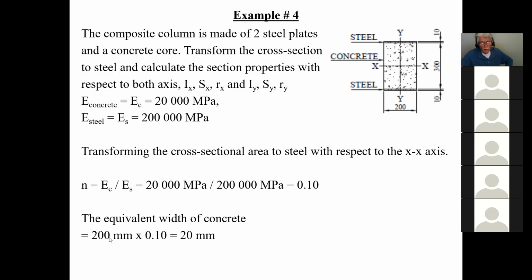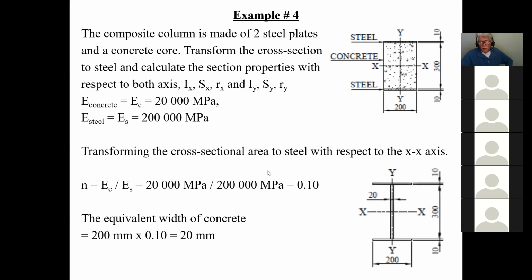And therefore, I get 200 times 0.1. In other words, this concrete will now come down to this width here, making it equivalent to the amount of steel of 20 millimeters. That's what I'm doing right now. So all of a sudden, I went from a 200 millimeter wide concrete, and it went down to 20 millimeters.